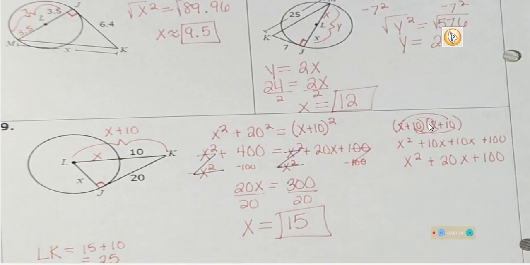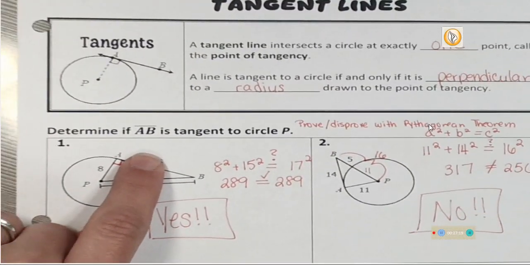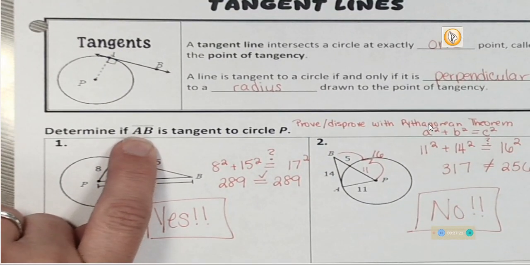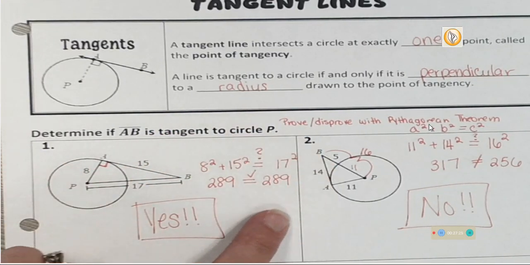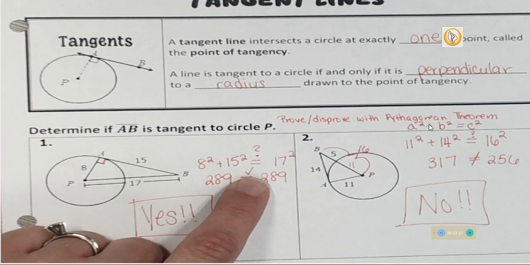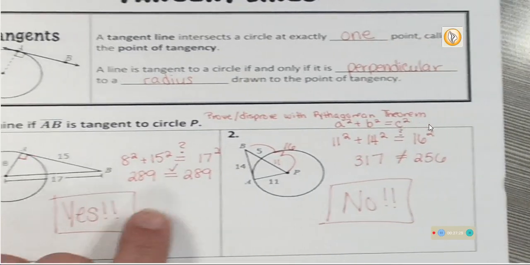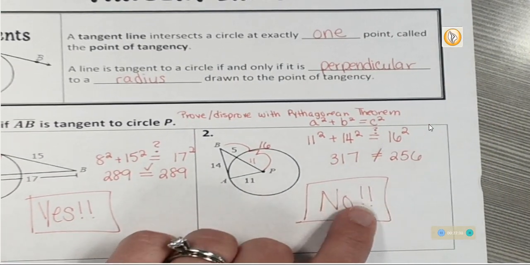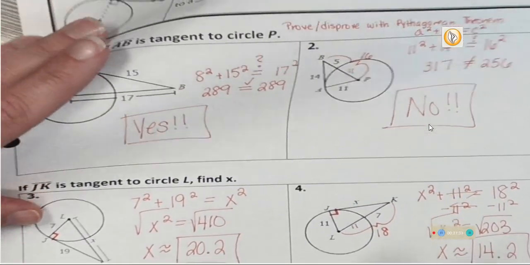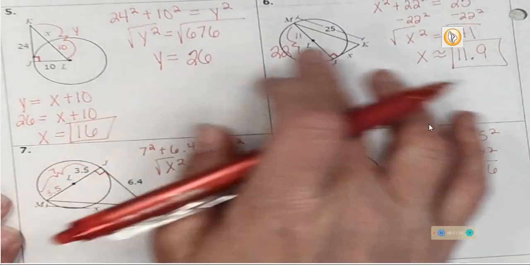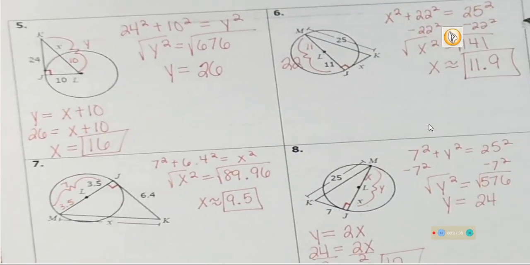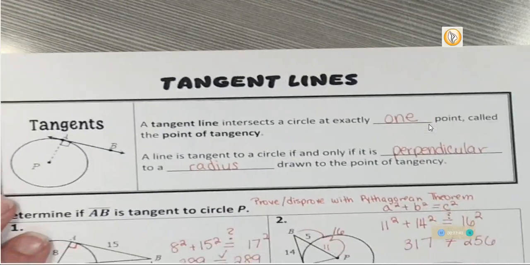So, in summary, if I ask you to determine if a segment is tangent, what did you prove it using? You plugged everything into the Pythagorean theorem. If the Pythagorean theorem is true, then yes, it is tangent. If it's not a true statement, then no, it's not. And then what did you use every time to figure out a missing value here? You used the Pythagorean theorem every time for these basic tangent lines.